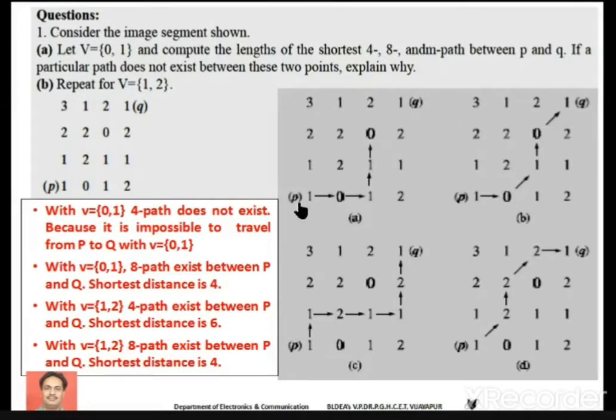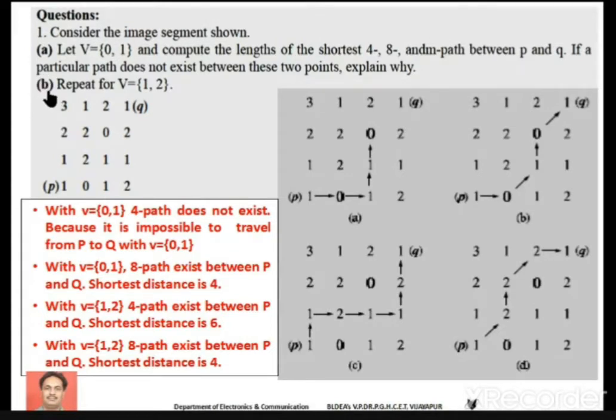So 4 path does not exist between P and Q with V equal to 0, 1. 8 path exists between P and Q with V equal to 0, 1. That vector V indicates the pixels which we can consider in the path, right? Okay. And M path I'll discuss later. I'll take a separate session on this because it is a little bit complex. Okay. Then I'll go to bit B.